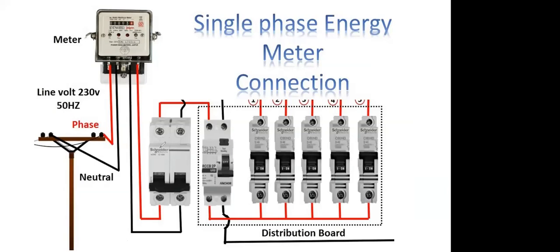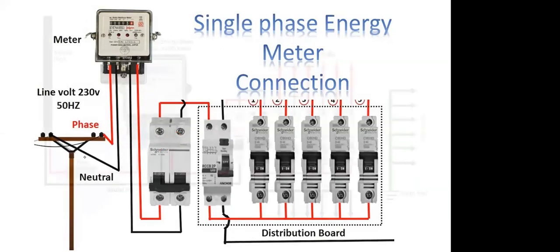So this is the isolator, then the trip, and this dotted line represents the distribution box, or the DB, with the MCBs. The electric meter is the property of the electricity board. So this you should also know.